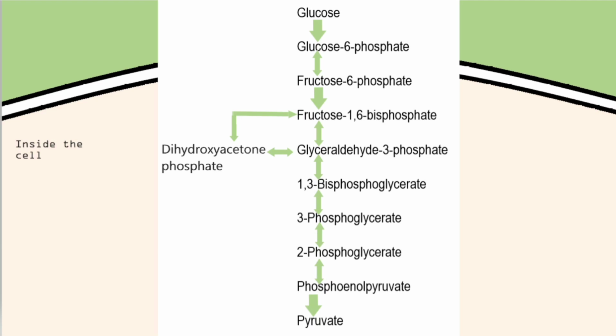Now, glycolysis is a 10-step pathway that can be divided into 2 phases. The first phase is the energy-requiring phase, or the preparative phase, and the first 5 reactions will fall into this phase. The second phase is known as the energy-generating phase, or the payoff phase, and the last 5 reactions will fall into this phase.